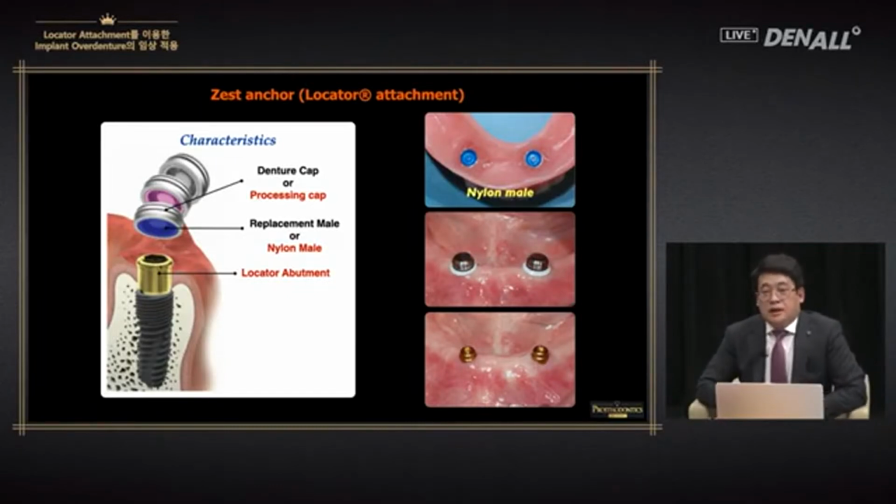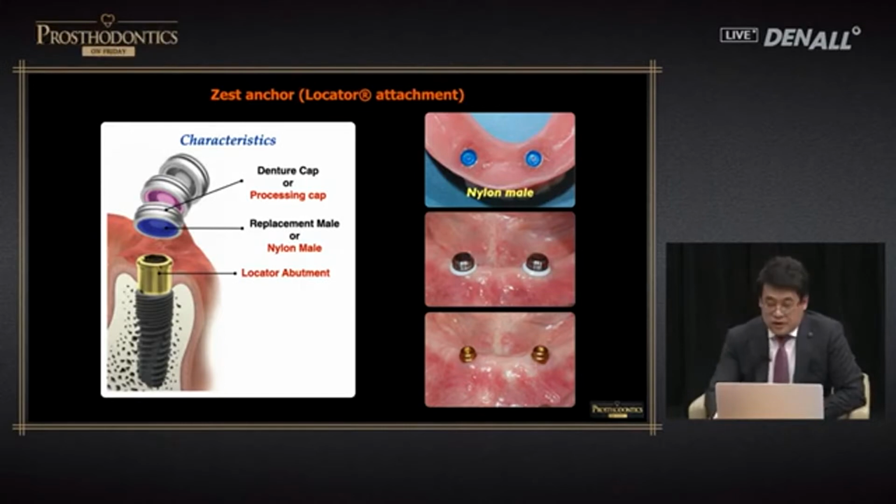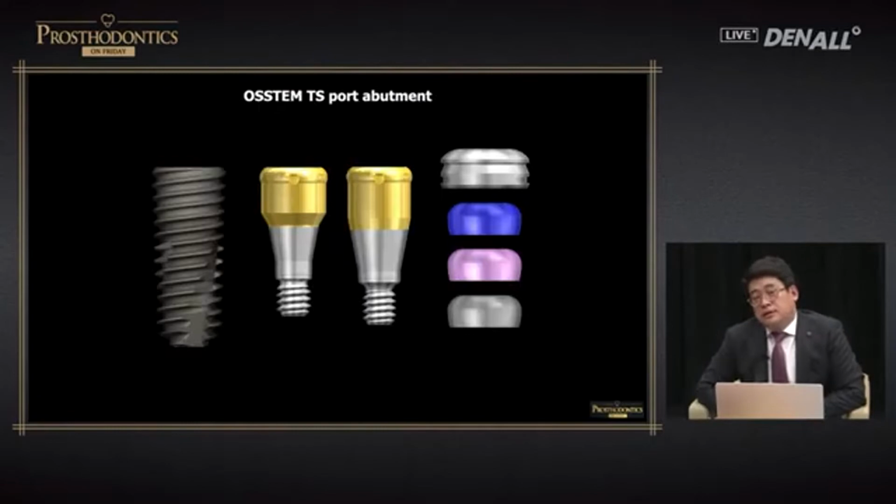In this case, I used the locator, and Osstem has the TS port, which is the same as this locator, and I tried this. Thank you for using the Osstem TS port. What is your impression compared with the locator? What are your thoughts?